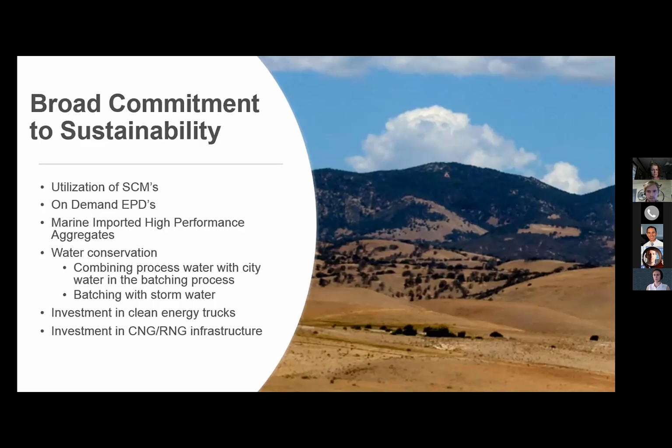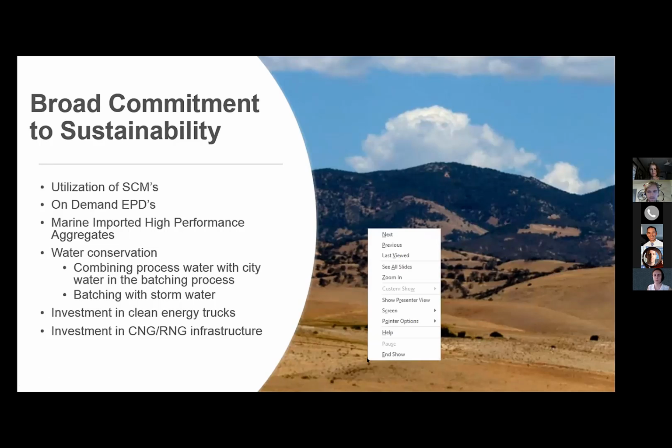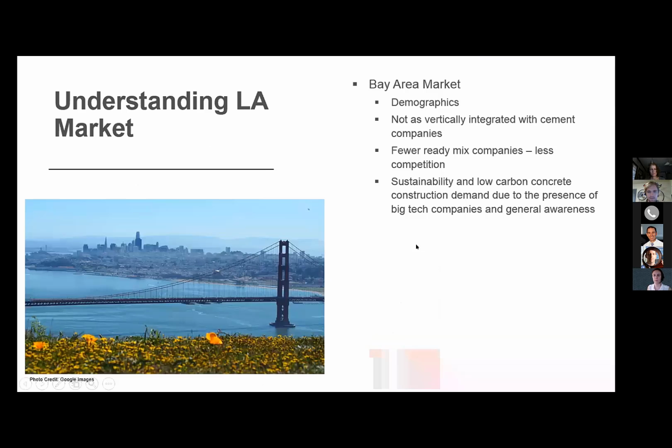We just invested in 50 new CNG ready-mix delivery trucks, and I believe 8 tractor trailers for interplant haul, and also investment in infrastructure in terms of CNG fueling stations. It's yet to be determined how those items are going to affect our EPD values, but most likely they'll be lower, but we haven't gotten to that point just yet. We're just starting there.